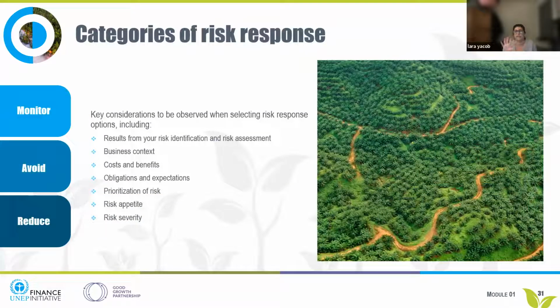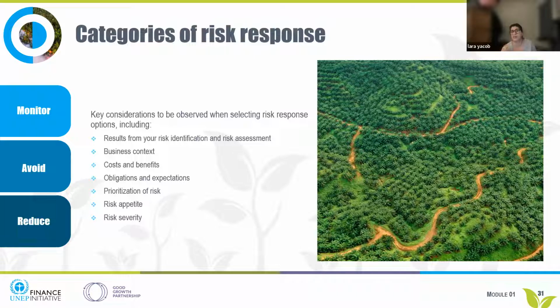Now we come to this. We talked about the risk archetypes, but at the end of the day, there are only so many options available for financial institutions in terms of how they can manage and respond to deforestation risk. And those three are: you can monitor, you can avoid, or you can reduce your risk.